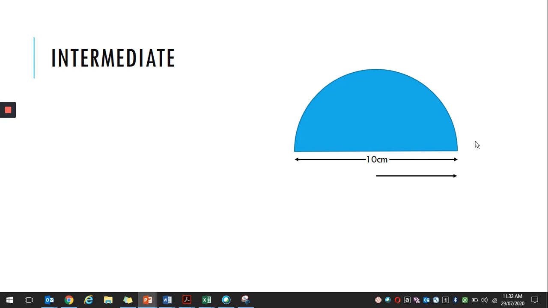Once again, alarm bells should be going off in your head, because the whole distance across there, that's a diameter. We need a radius, because remembering my formula was pi times radius squared. So if the diameter is 10 centimeters, what's the radius going to be? So my radius is exactly half of my diameter. So my radius is 5 centimeters.